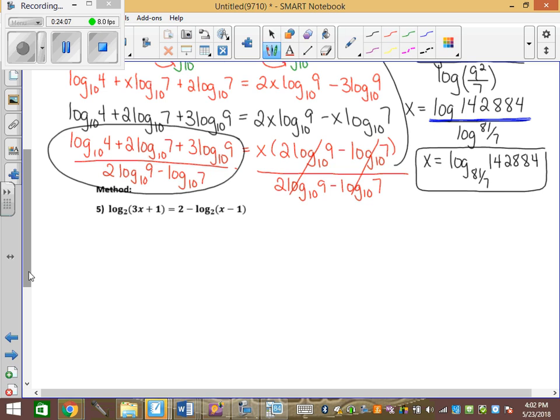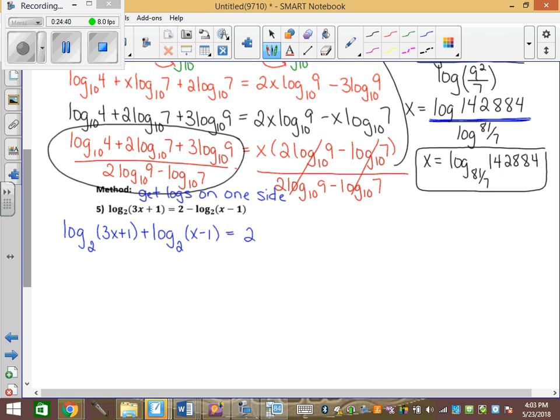In this one, you have log base 2 of (3x + 1) = 2 - log base 2 of (x - 1). You have two log base 2s, so that's a hint. You need to get the logs on one side and the number on the other. So we're going to have log base 2 of (3x + 1) + log base 2 of (x - 1) = 2.